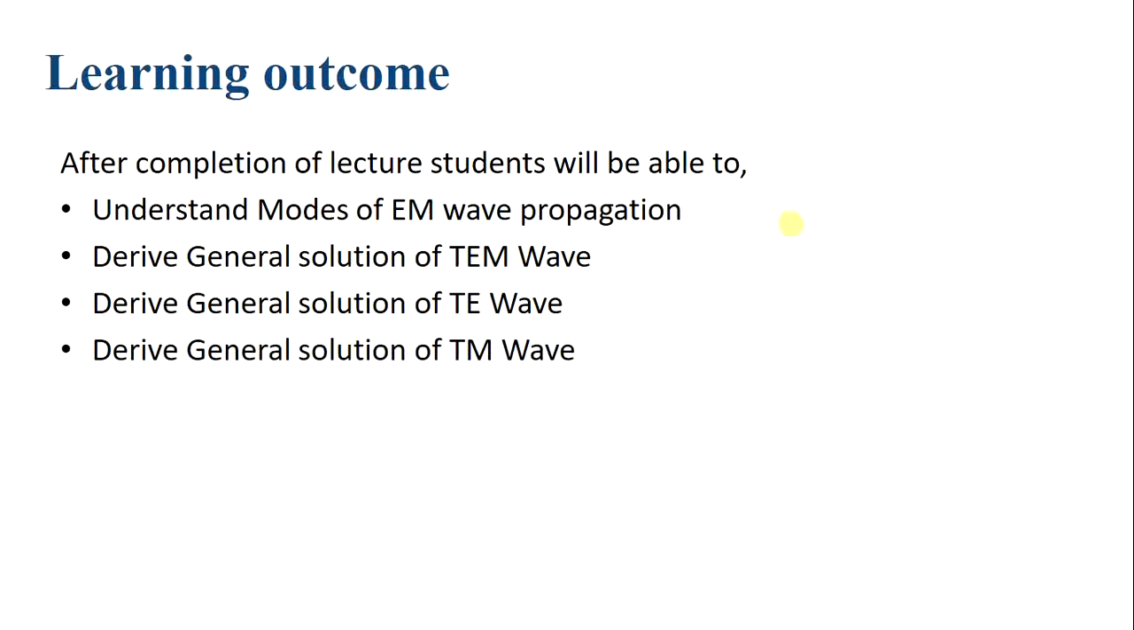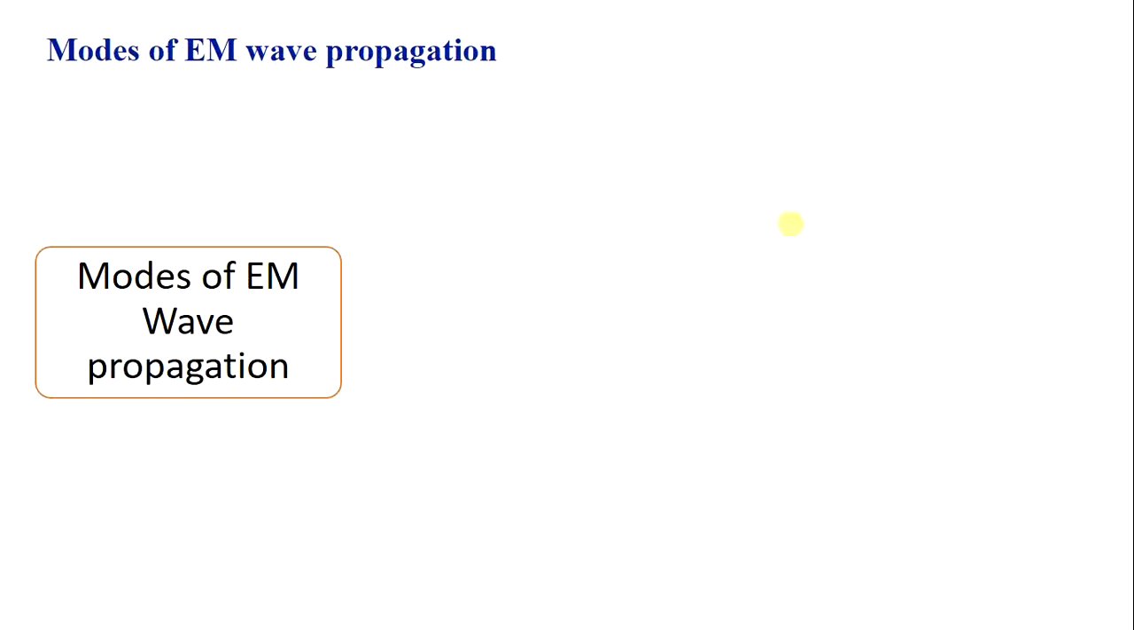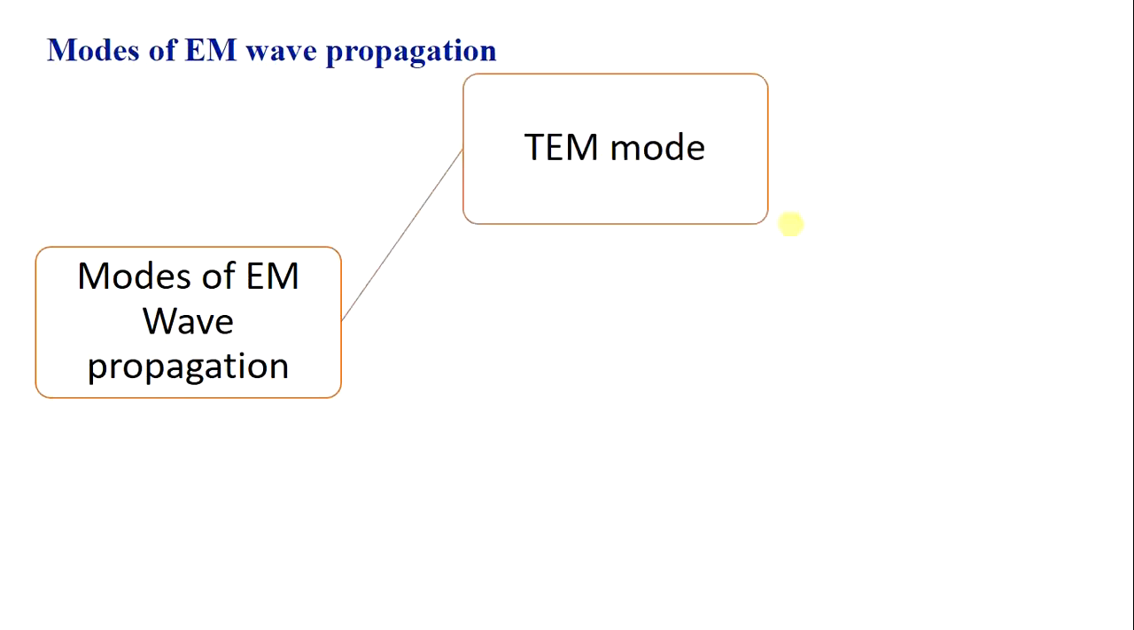So we will go through each of these one by one, starting with the modes of EM wave propagation. Basically, the modes of EM wave propagation are as follows. The transverse electromagnetic mode is possible in transmission lines. In TEM mode, the electric field and the magnetic field are perpendicular to each other.